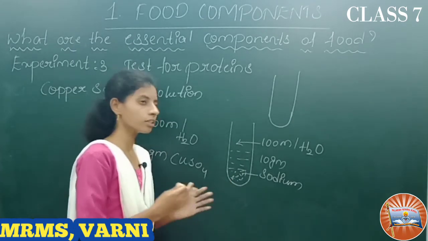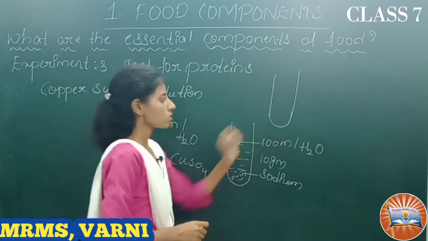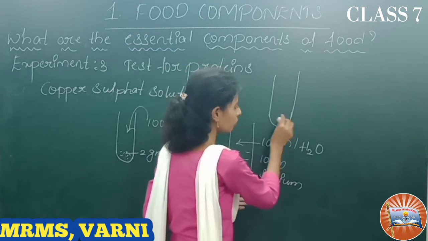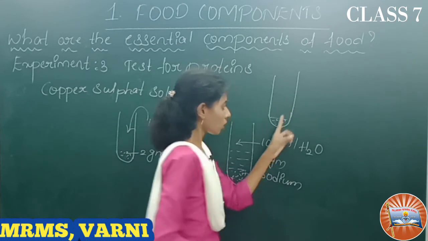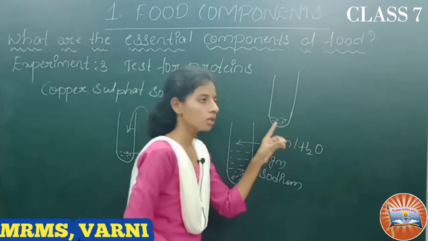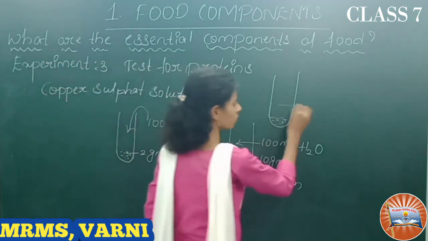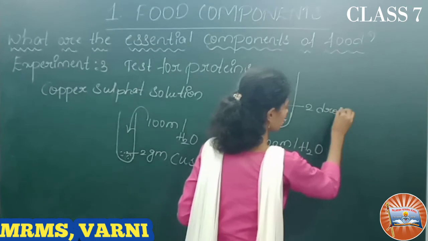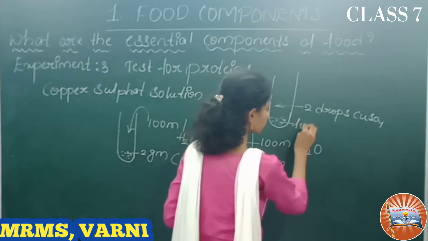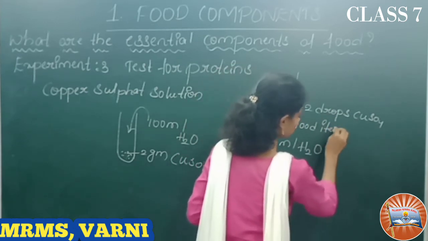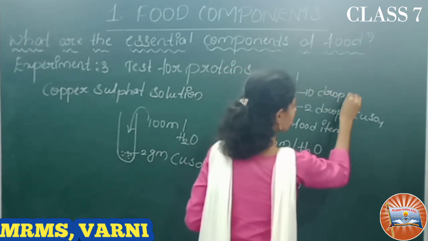If the food item is a liquid, then there is no need to make it into a solution again. For example, if you have taken any liquid food item like milk, to this milk add 2 drops of copper sulfate solution. This is the food item. And 10 drops of sodium hydroxide solution.